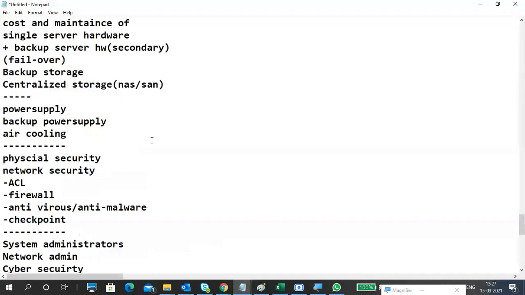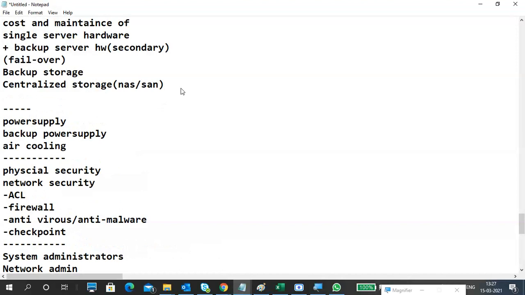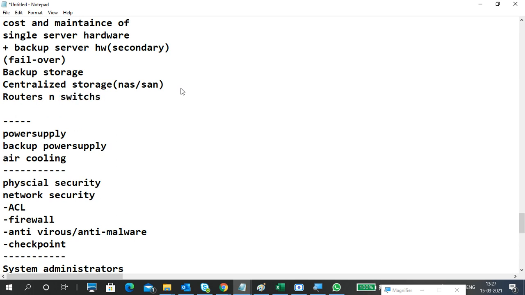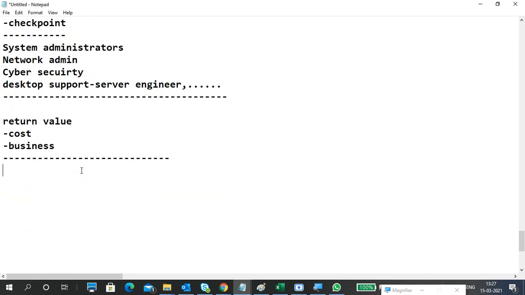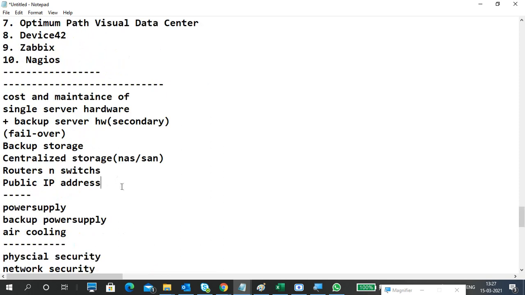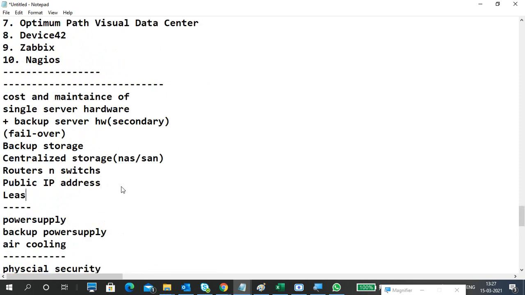What we require, other things are also required: routers and switches. Public IP address is also required because you have to connect outside. Public IP address requirement is there. Even though you are maintaining all these things, still there is a possibility of failure.